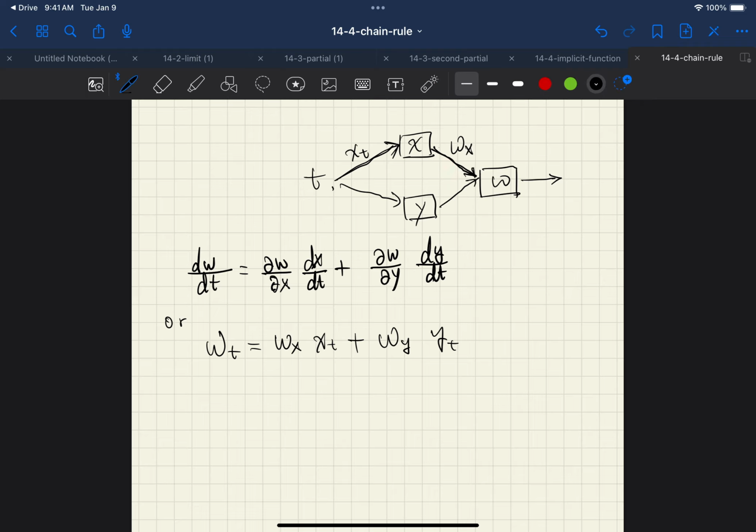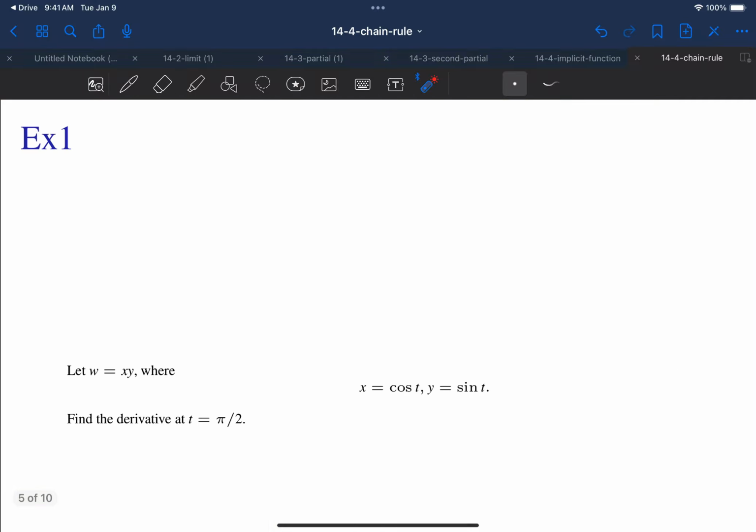Then that becomes w_x x_t. So this upper link gives you one part of the rate, and another part of the rate comes from the lower link. So this is w_y and y_t. That gives me the second part. And you need to put them together, take the total sum. That's the differentiation. Now we come to the next example.